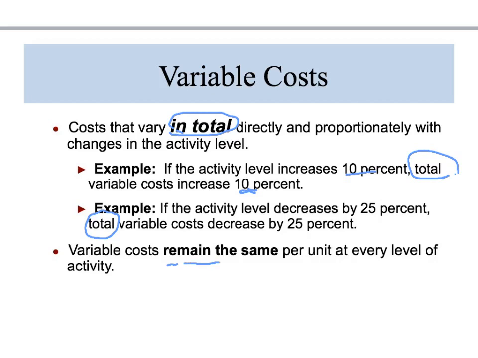But it remains the same on a per unit basis. It's always 50. So make sure when you're discussing variable cost, whether you're talking variable cost as a total cost or as a unit cost.